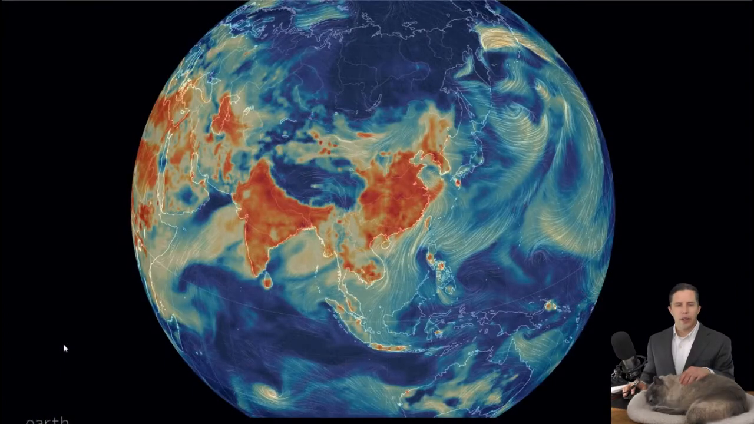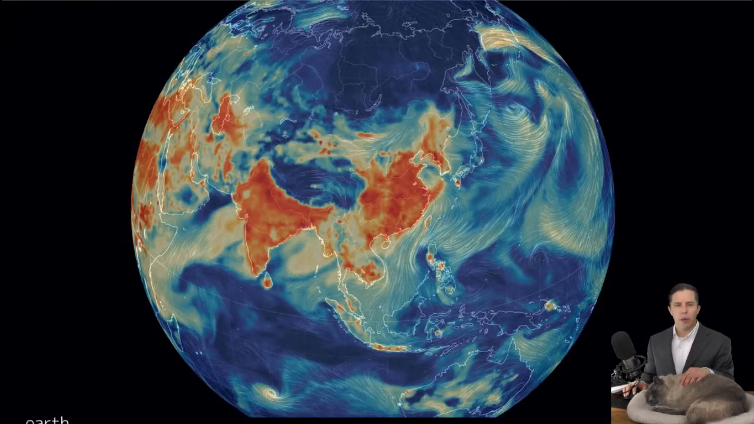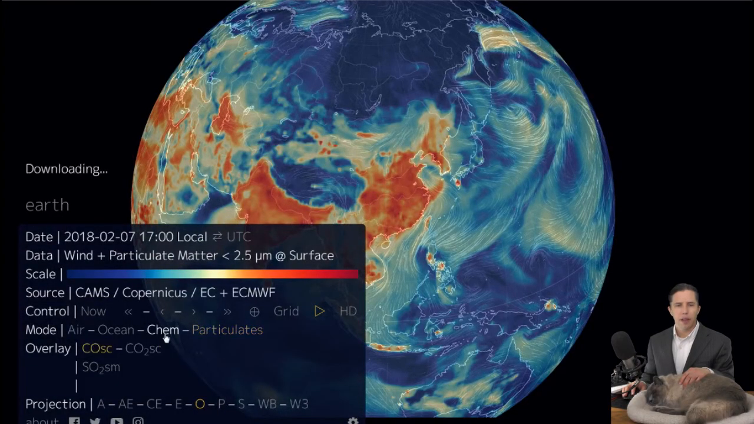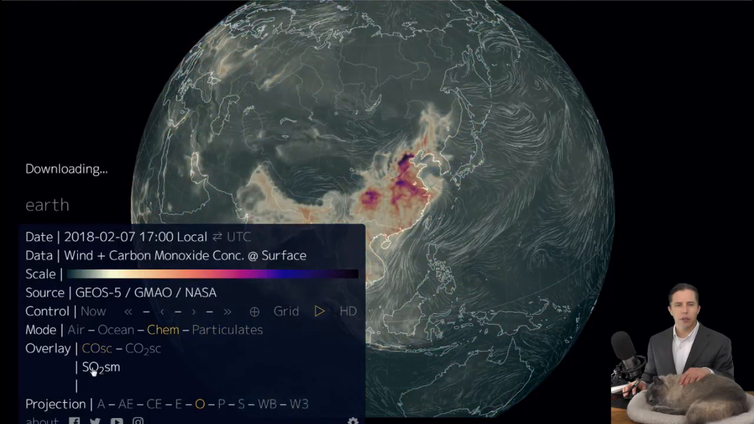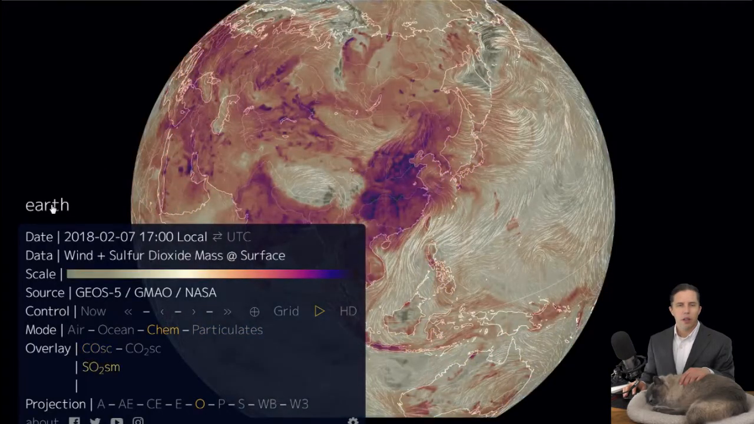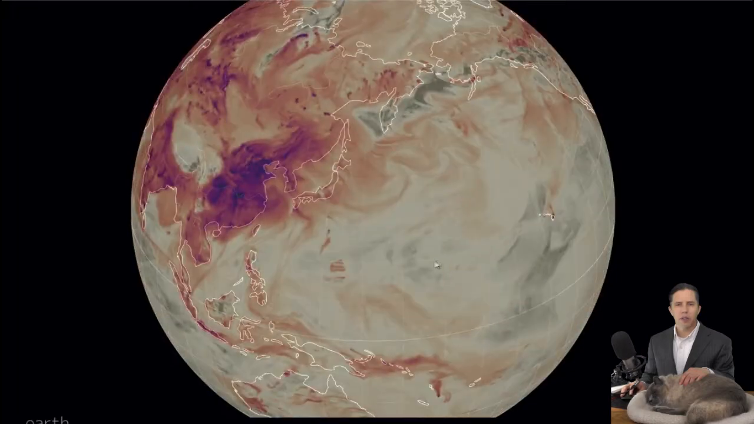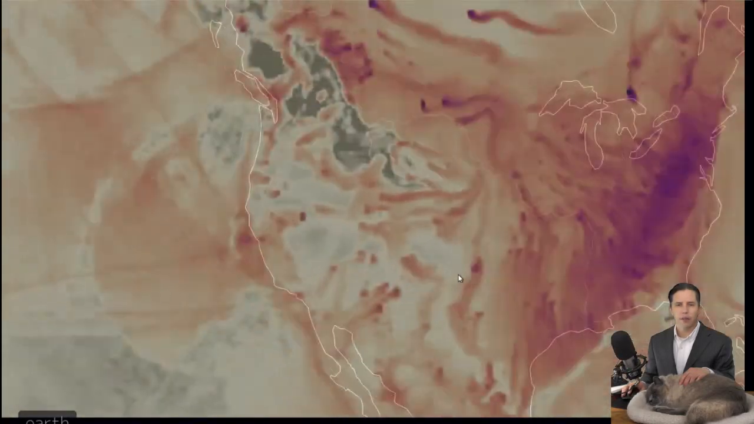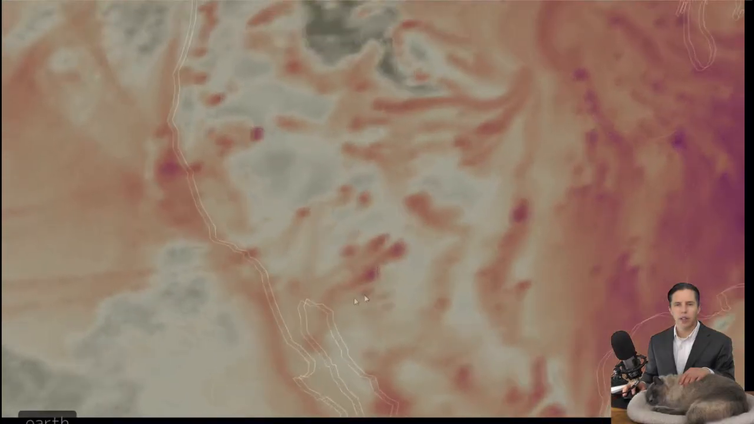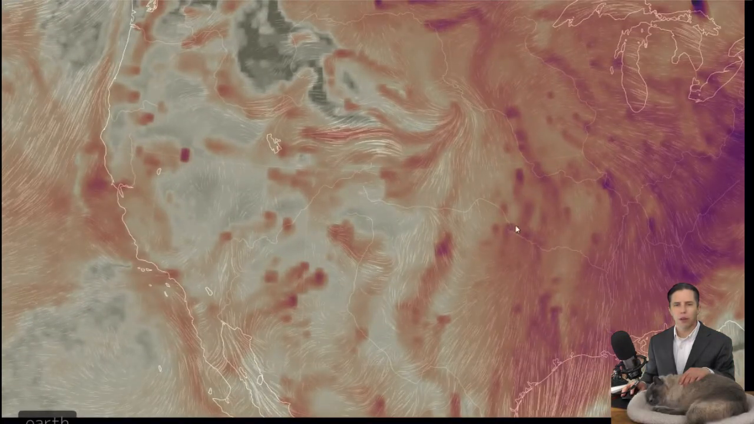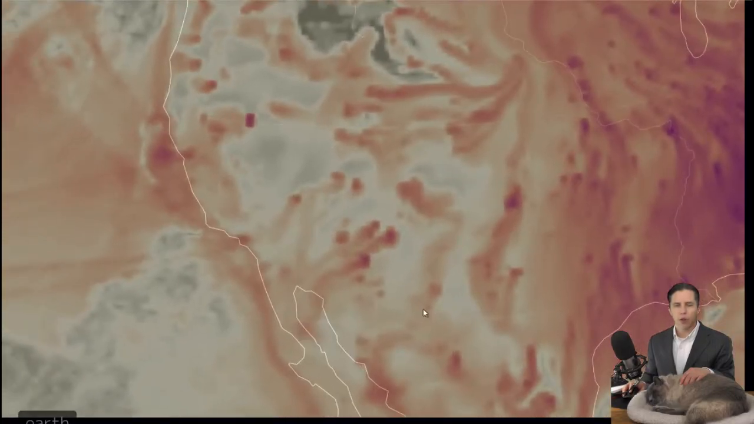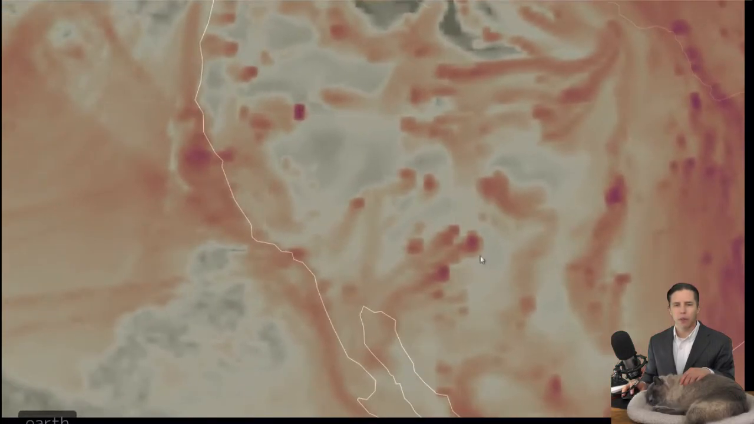So we're going to return now to earth.nullschool.net, and we're going to look for sulfur. I click the word earth, and under mode, I'm going to chem, and then under overlay, SO2. Okay, so now the colors represent sulfur dioxide emissions. If I zoom in here across the US, I can see a whole bunch of little red dots with tails. Every one of those is a coal-fired power plant, including some here in New Mexico.